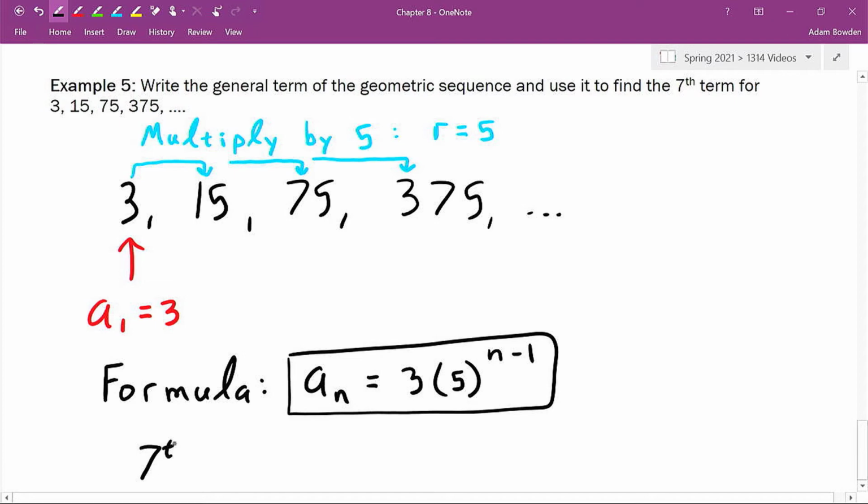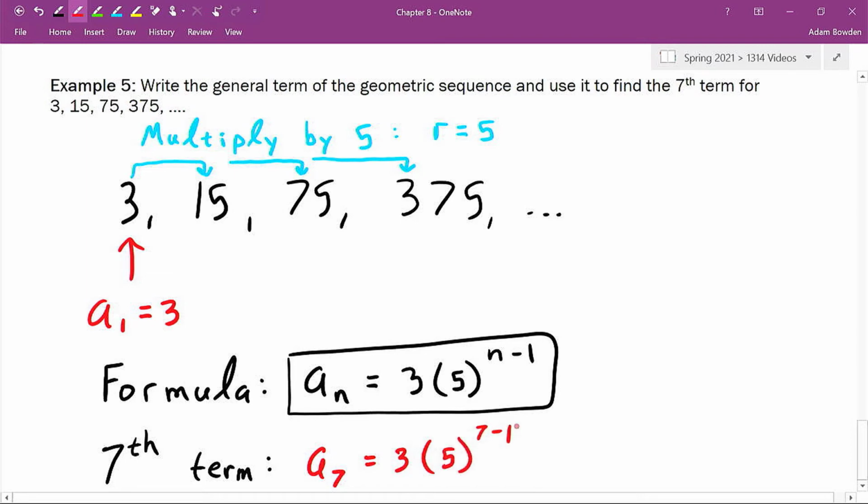The 7th term of the sequence would be a7, which would be 3 times 5 to the 7 minus 1 power, or 3 times 5 to the 6th power. Altogether, that would be equal to a pretty large number, 46,875.